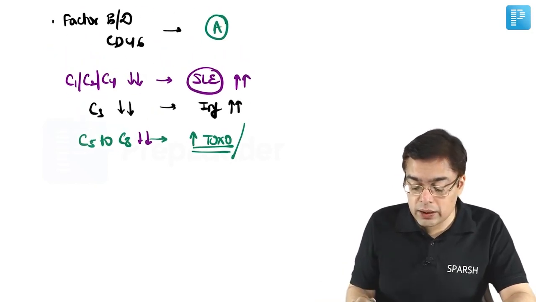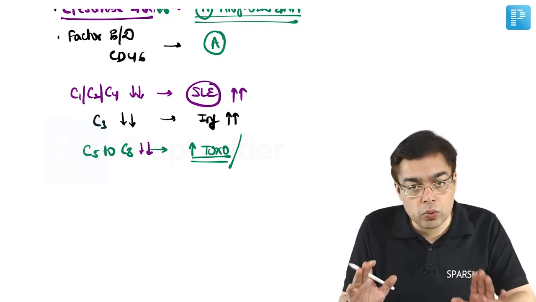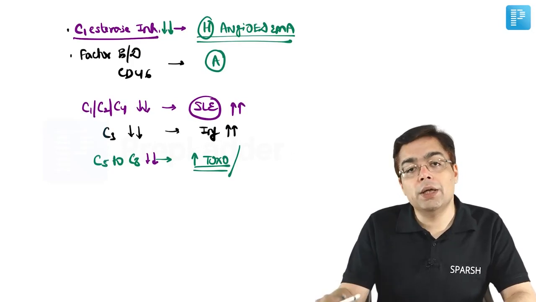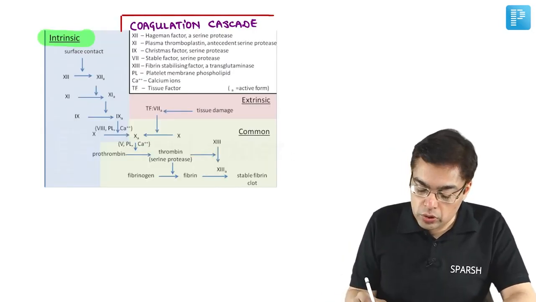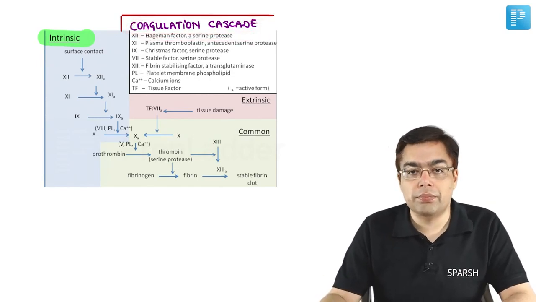So having a look at that kind of table, drawing it all by yourself just a couple of times, and looking at it time and again will ensure that you crack all the questions in the exam pertaining to the complement system. So now we are going to talk about the coagulation cascade, which is the third important example of the chemical system present inside the plasma.